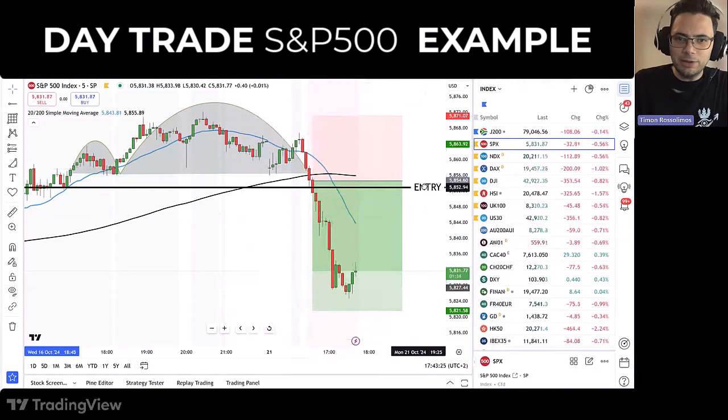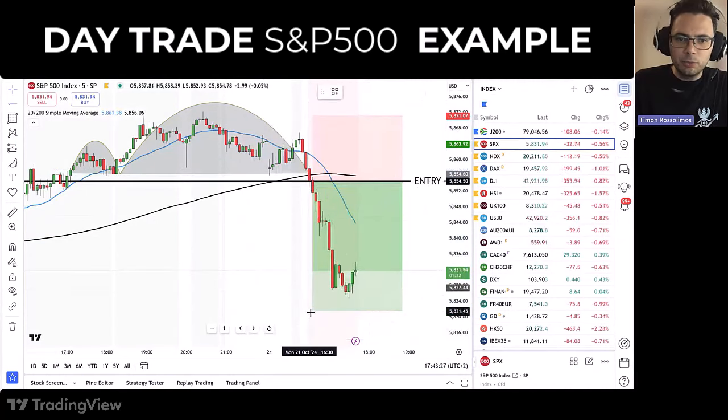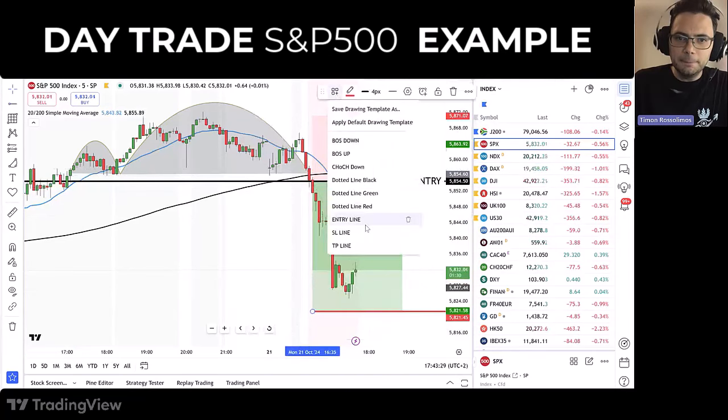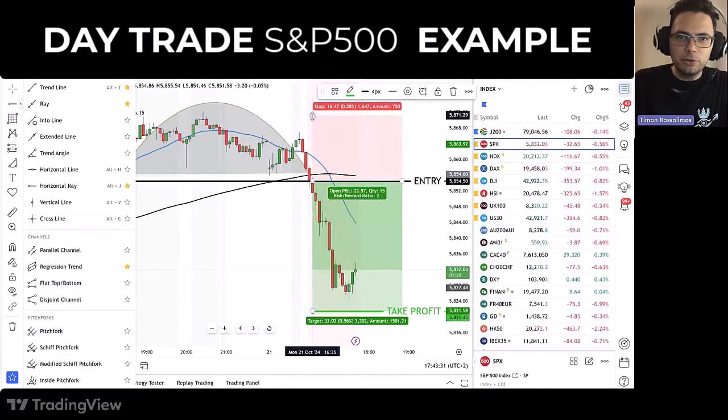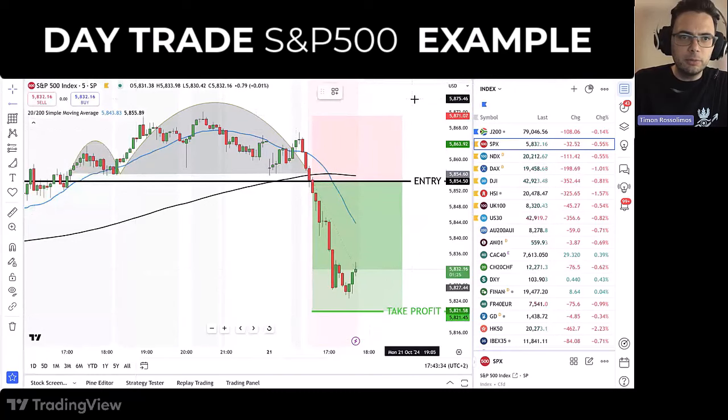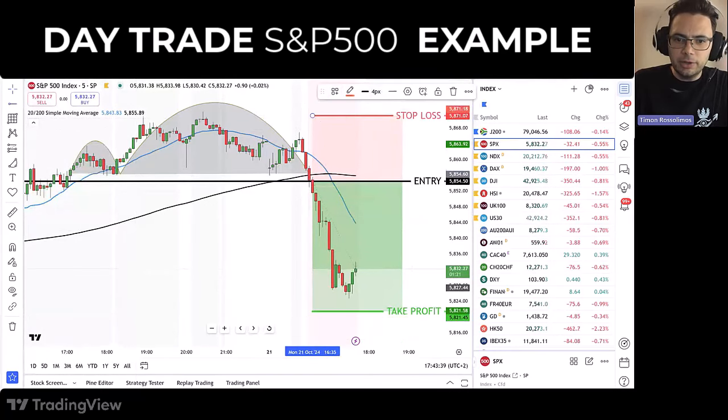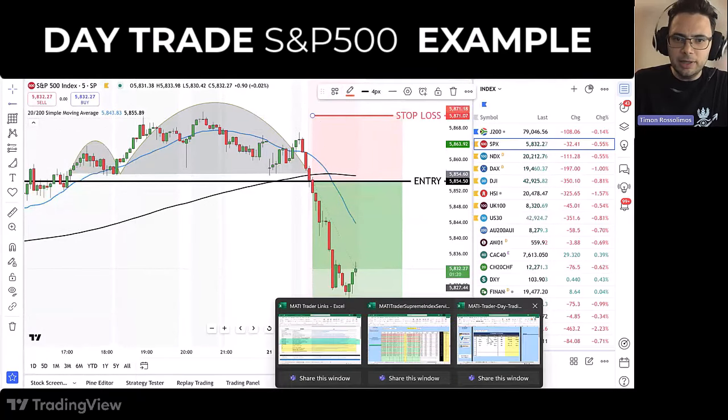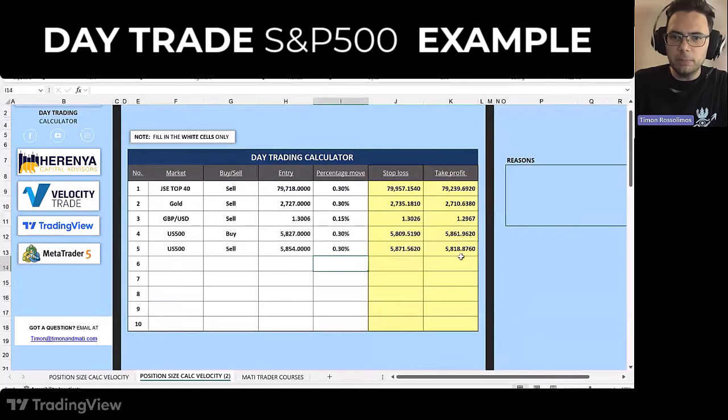So this is where the entry would have been. Here is where the take profit would be, and here is where the stop loss would be. And if you go to the calculator and you type it in, you'll see 5871 is the stop loss, 5818 is the take profit.